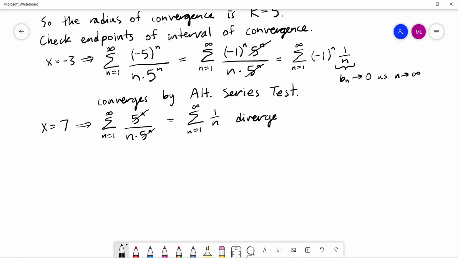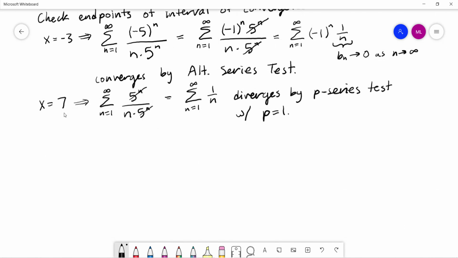This diverges by the p series test with p equal to 1. We need p to be greater than 1 in order for this thing to converge, but it's equal to 1 in this case. So that means we got convergence at x equals negative 3, but didn't get convergence at x equals 7. So what does our interval of convergence look like?